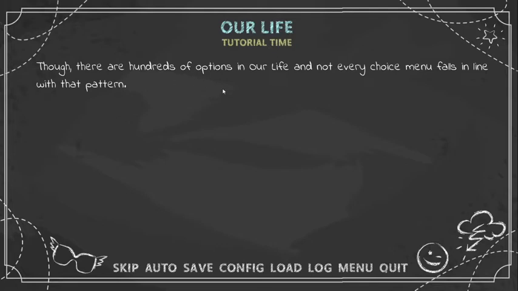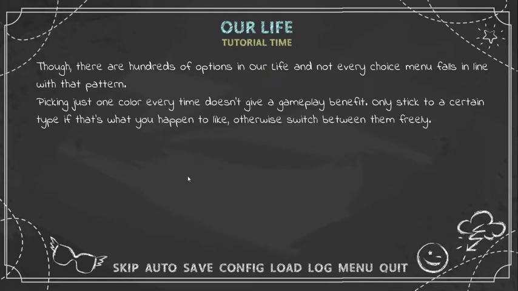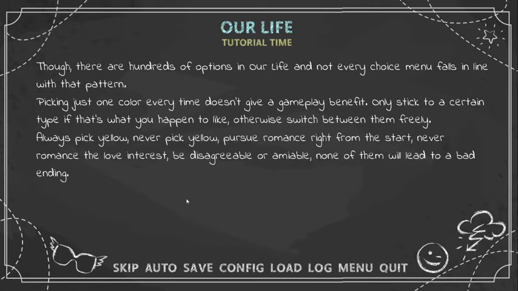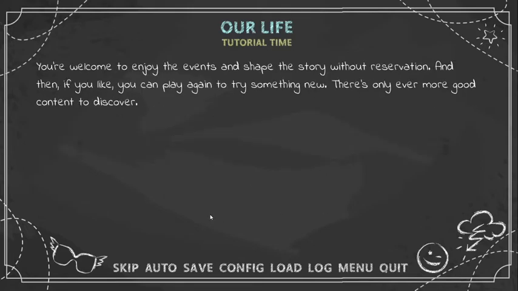Though there are hundreds of options in Our Life, and not every choice menu falls in line with that pattern, picking just one color every time doesn't give a gameplay benefit. Only stick to certain types if that's what you happen to like, otherwise switch between them freely. Always pick yellow, never pick yellow, pursue romance right from the start, never romance the love interest, be disagreeable or amiable, none of them will lead to a bad ending. You're welcome to enjoy the events and shape the story without reservation.